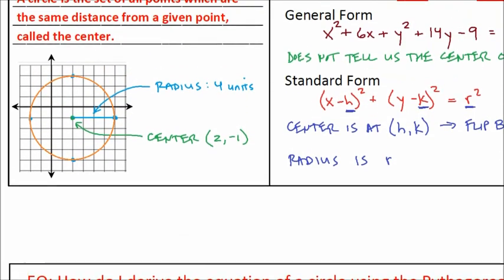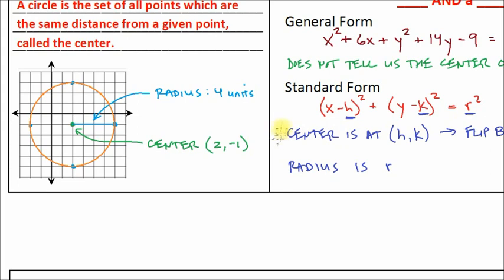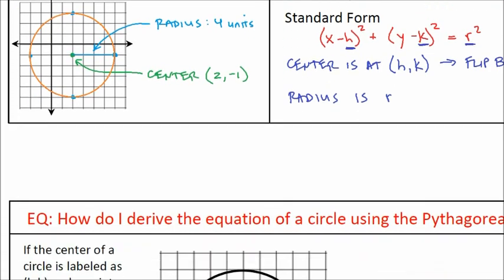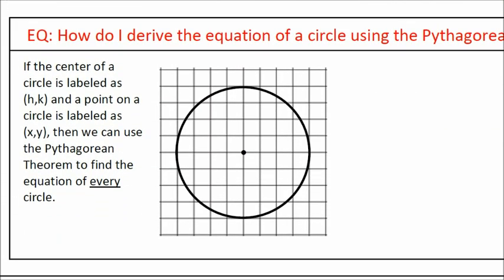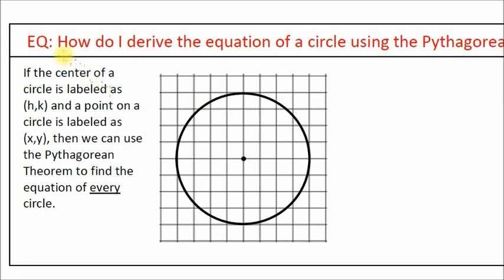So take a look at our previous video. You see the standard form of a circle is x minus h squared plus y minus k squared equals radius squared. Let's see where that comes from. I'll read the text here. If the center of a circle is labeled as (h, k), here's our center, and we're going to label this as h comma k. And a point on the circle is labeled as (x, y).